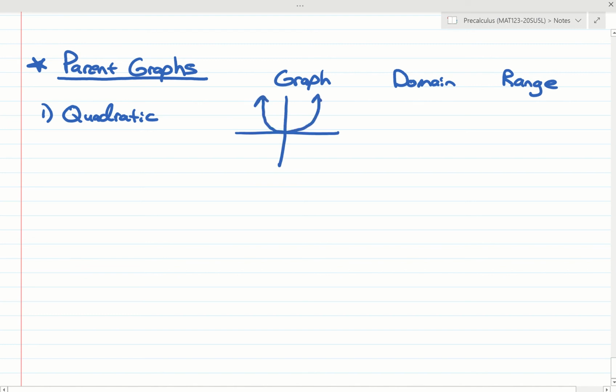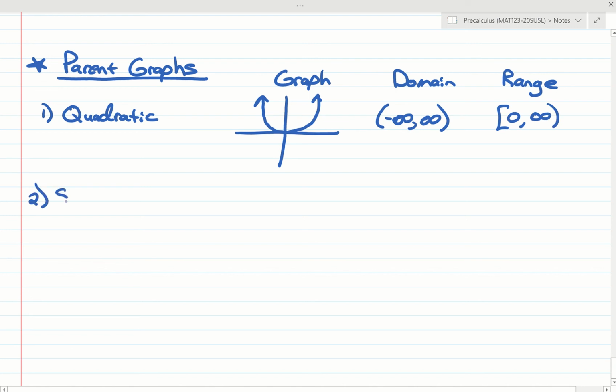And as you can see, you could plug in any x you want. Those arrows are going to go all the way out to the right and to the left. So the domain would be infinite. But as far as the y value, the range, it looks like it starts at 0 and then it goes up forever. So that's why the range we would write like that.